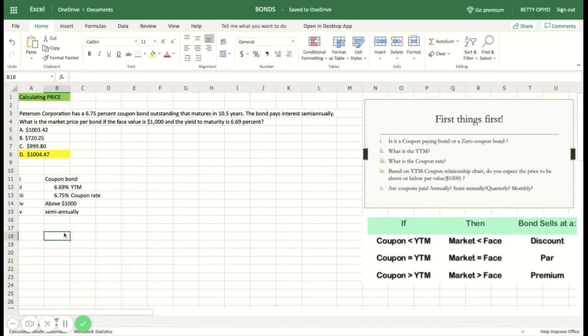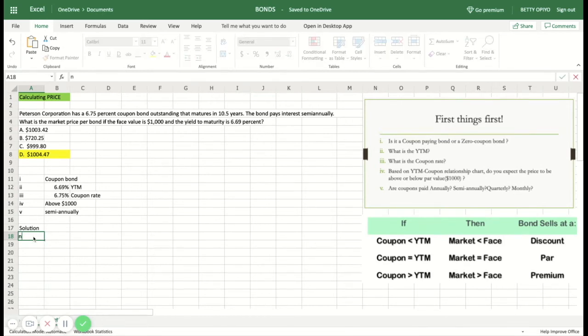So now that we've answered all these 5 questions, let's get right into solving the question and finding our correct answer. Okay, so to use the functions that we have here on Excel, let's write down every item that we have here. We have a 6.75% coupon bond outstanding that matures in 10.5 years.